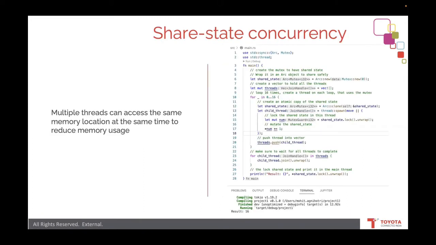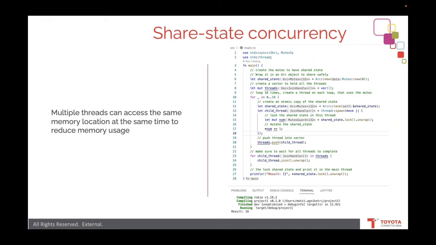And the third thing, we can achieve concurrency via shared state. In shared state, generally there are multiple threads that can access the same memory location at the same time, but we use the concept of the mutex, that is, mutual exclusion. So only one thread can access the shared state at a time.